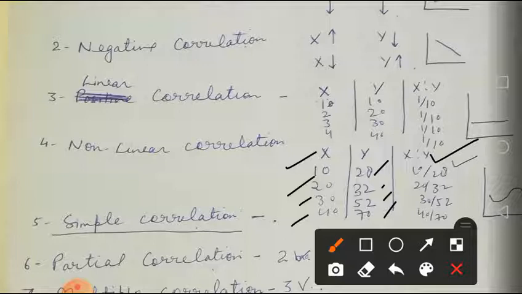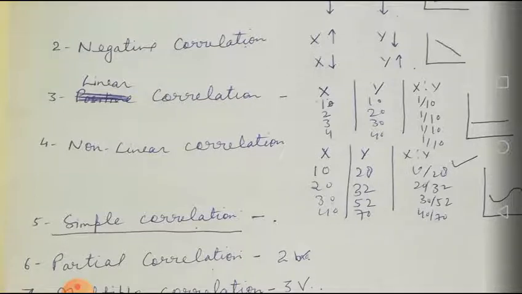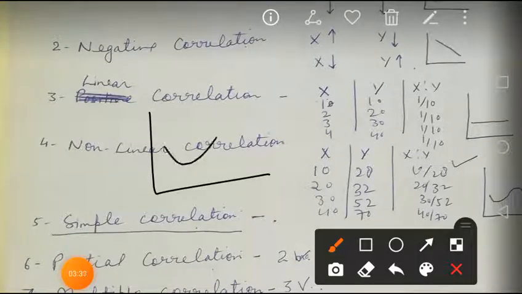In linear correlation, the ratios were common, but in this type of correlation, the values of the correlation are not linear. If we go for the diagrammatic presentation, there will be no straight line. It will vary. There will be variation in the diagram. It will be like this.